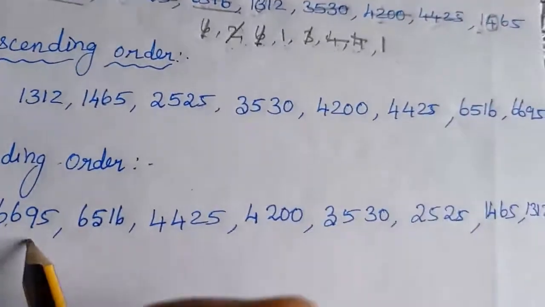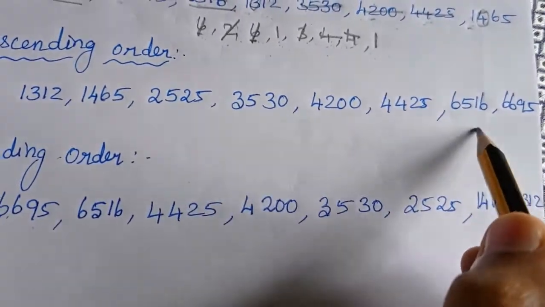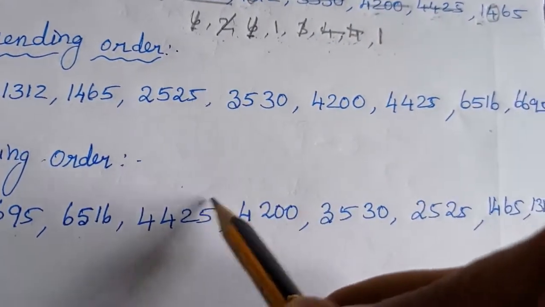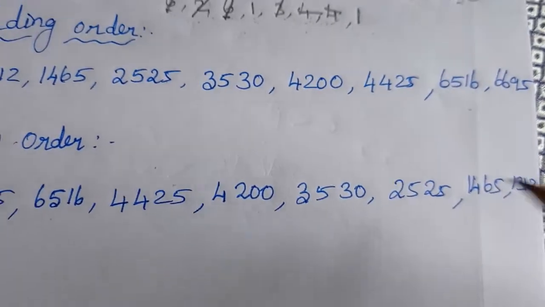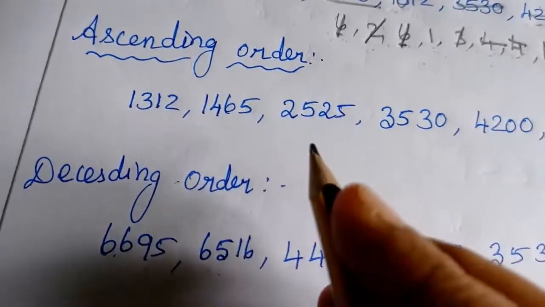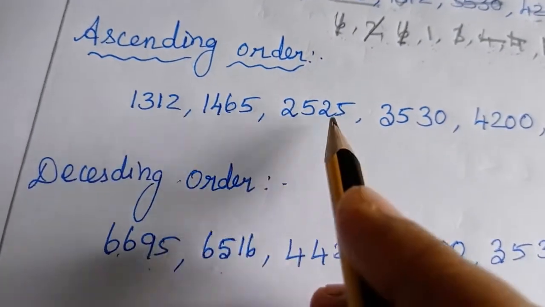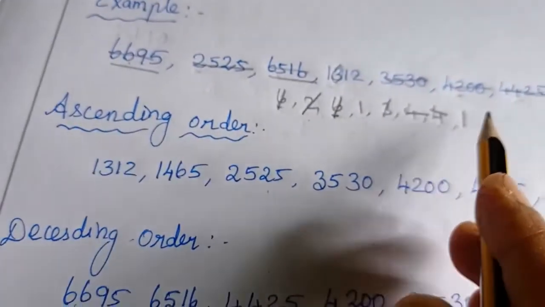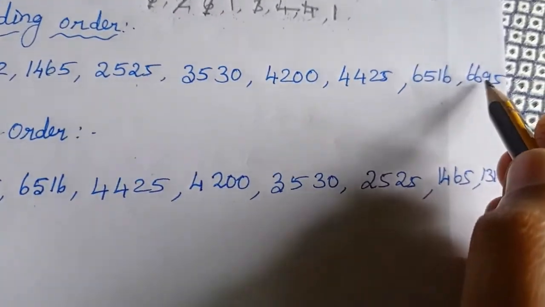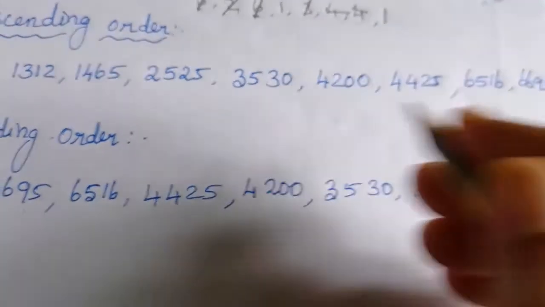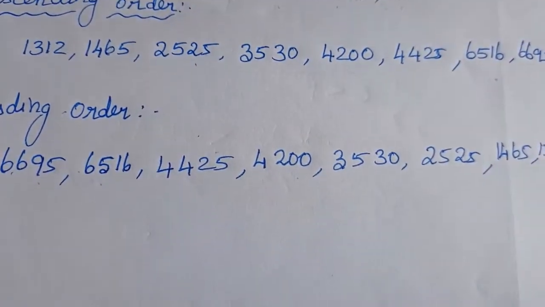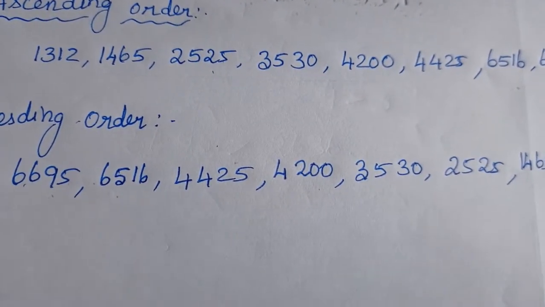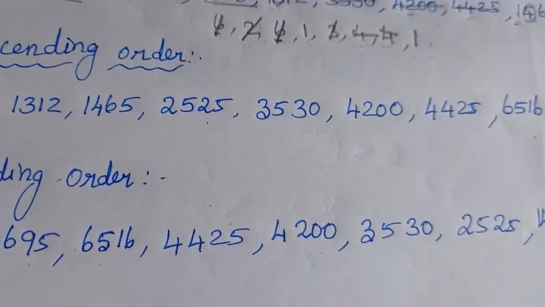Check this, 6695 and 6516, 6516, then 4425, 4200, likewise. Okay children, so first you find the ascending order, then if you want to write the descending order for the same numbers, you just have to write the backward of the ascending order, and you can get the descending order. Okay children, now let's do some more examples related to ascending and descending order.